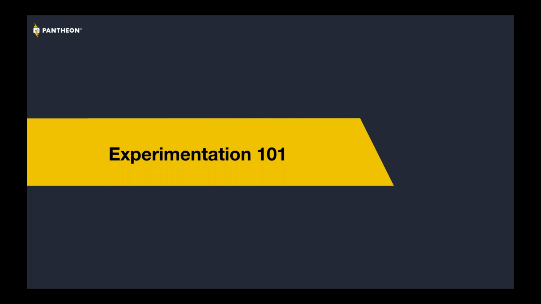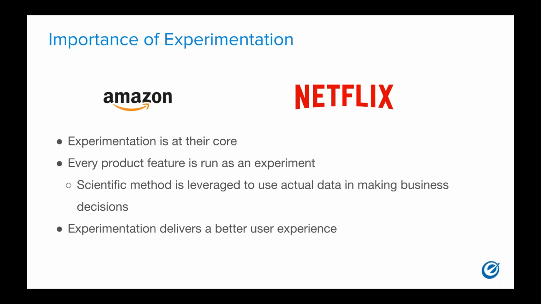All right, thanks, Matt. So to get started, I want to talk about Experimentation 101. When thinking about the importance of experimentation, it's really helpful to look at some experimentation leaders. So we have here Amazon and Netflix, and they're known in the industry for having experimentation at their core. And what this means is anytime they develop a new product or work on a new feature, or they want to test a new marketing message or change something about their operations, they run it as an A/B test.